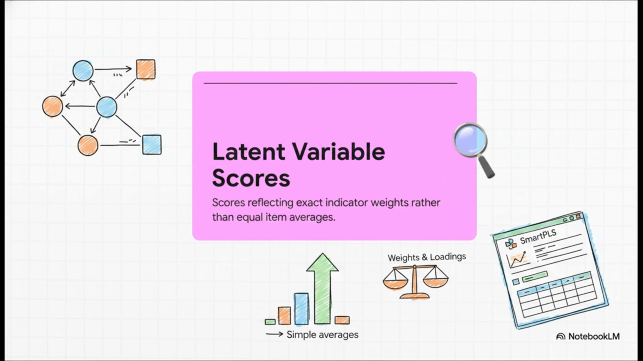Instead, we extract the unstandardized latent variable scores directly from the SmartPLS report. Why? Because these scores are so much stronger than simple summated scales. They mathematically reflect the exact individual indicator weights and loadings from the measurement model we just spent all that time validating, rather than just treating every single item equally.